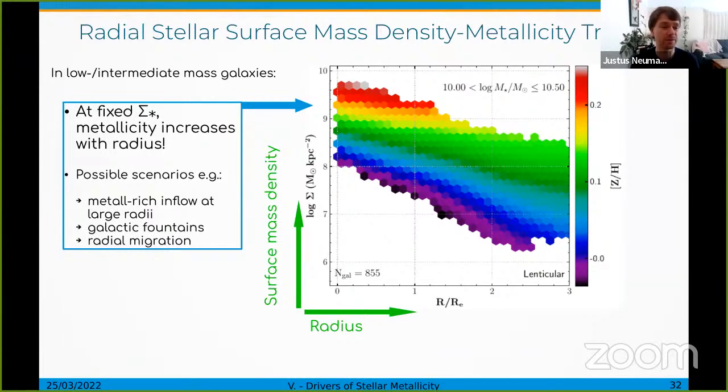For example, we could have a metal-rich inflow at larger radii, or we can have outflows of metal-rich gas in the center that can then rain down again at larger radii, like galactic fountains, or radial migration. These are possible scenarios for this.